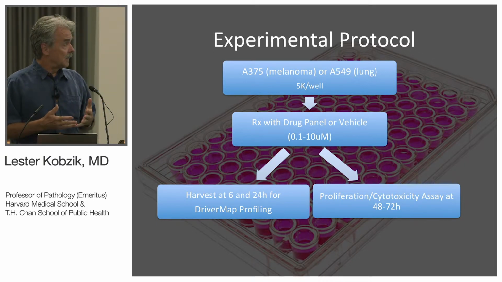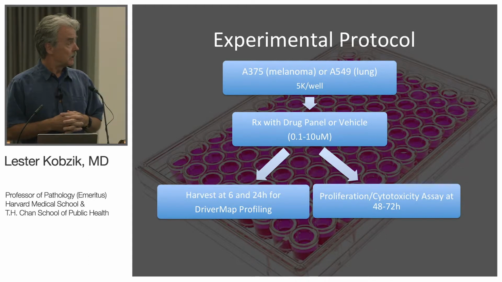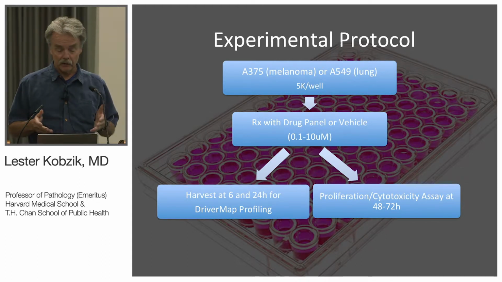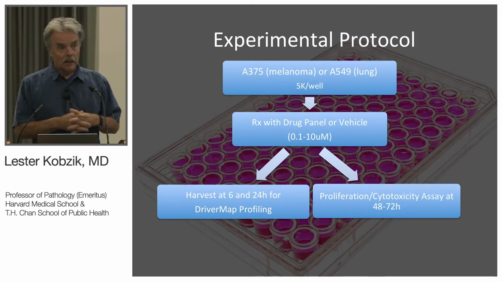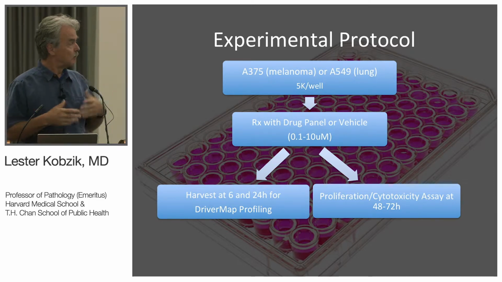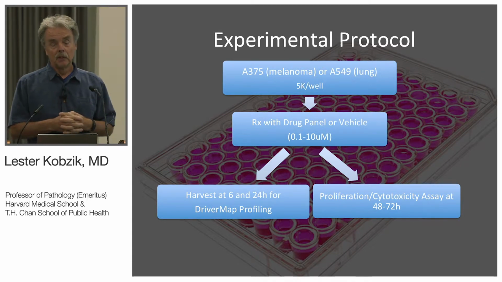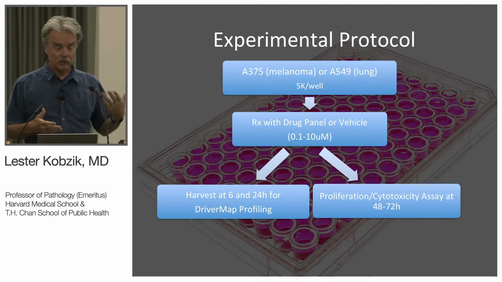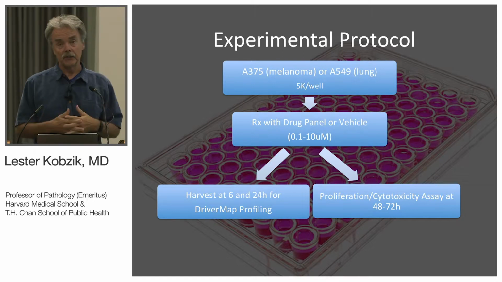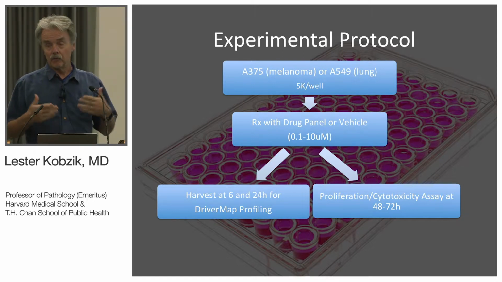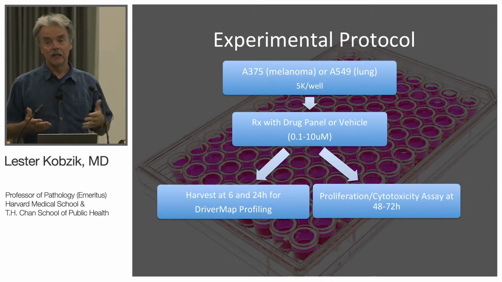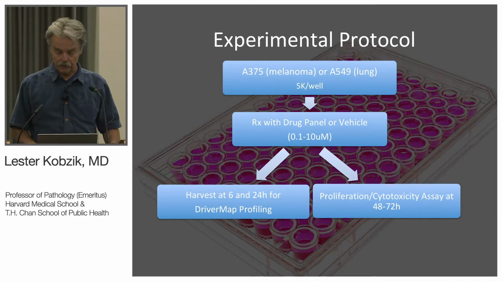They were treated with vehicle or a panel of compounds at 0.1 to 10 micromolar, standard kind of ranges for this kind of operation. And we had replicate plates. One set of plates were harvested at 6 or 24 hours, for example, for DriverMap profiling of the transcriptome. Another plate was let run for 48 to 72 hours to look at the effects on cell viability and proliferation.